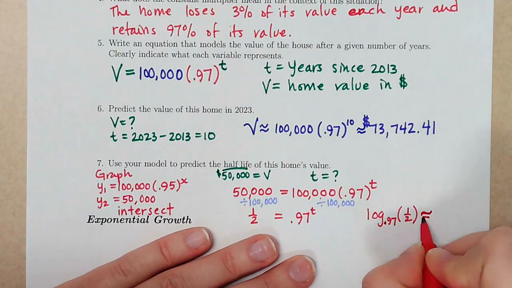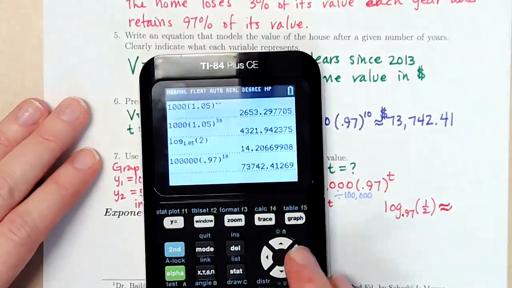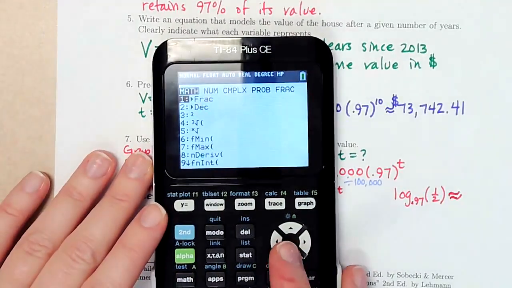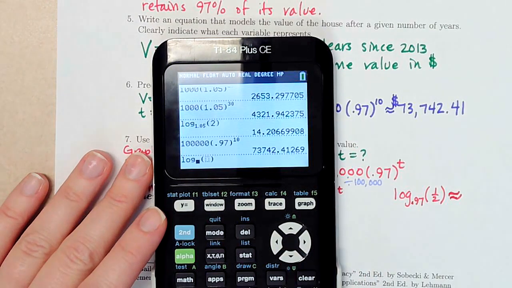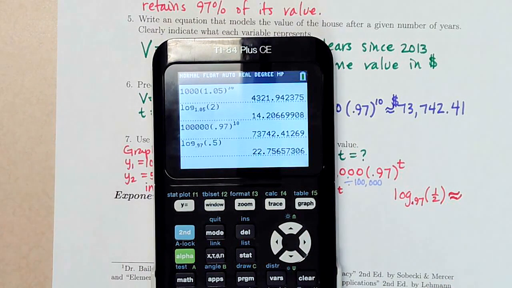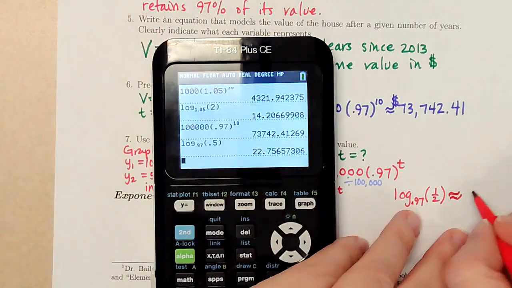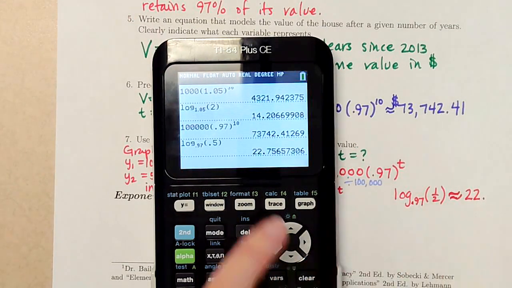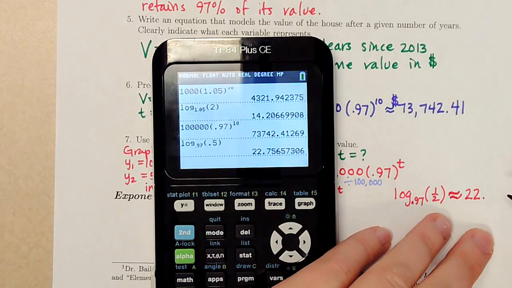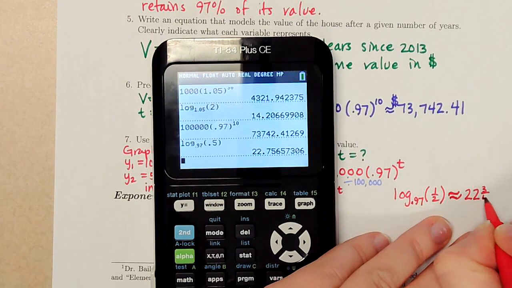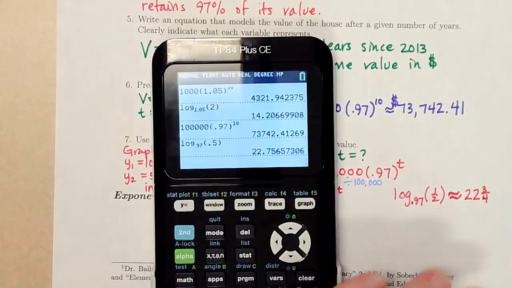I bet this is a rounded answer. Here we go. Math. Go down to log base B, log base 0.97 of 0.5, and we get about 22.8-ish. Or you know what, that looks like 3/4-ish, 22 and 3/4 of a year. I kind of like that. Years.